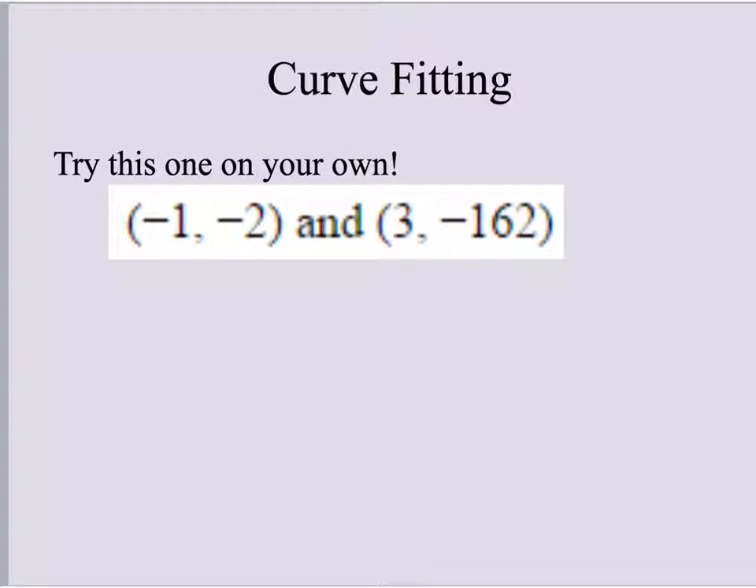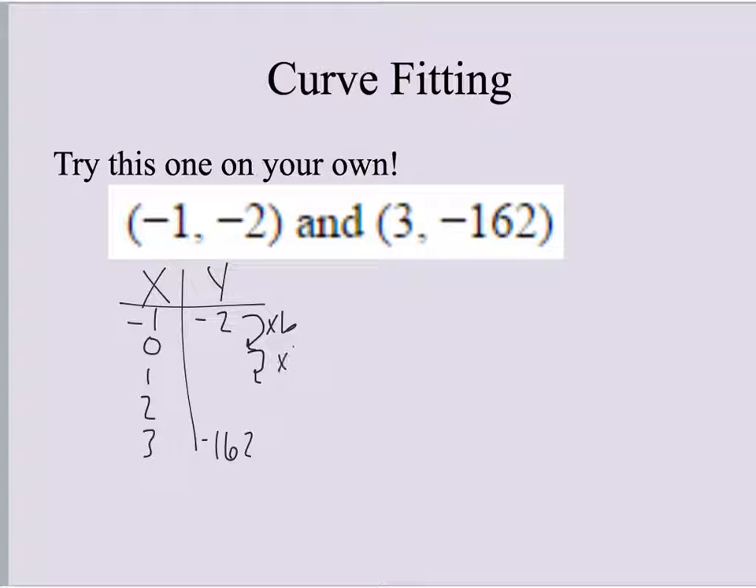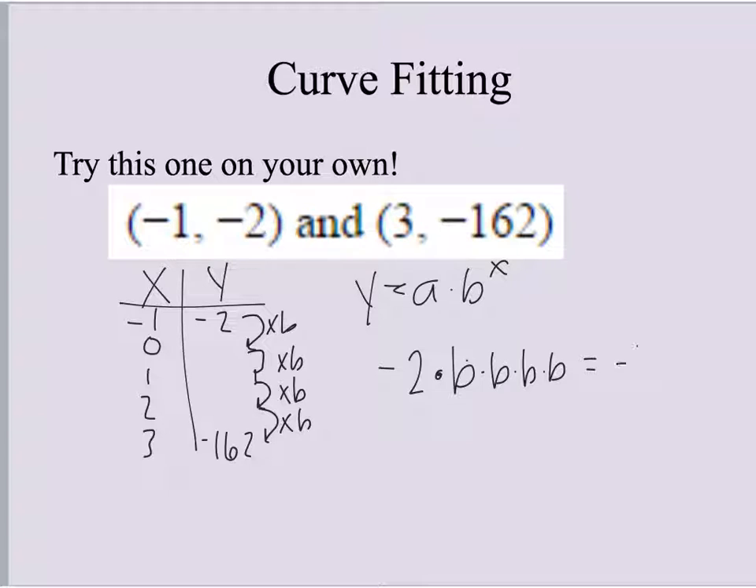All right, so let's do another example. Again, if you imagine I have x and I have y, I have -1, 0, 1, 2, 3, and I have -2, and I don't know that one, -162. So again, -2 times b goes there, times b again, times b a third time, and times b a fourth time to get from -1 to 3. So y equals a times b to the x. I know that -2 times b times b times b times b equals -162.